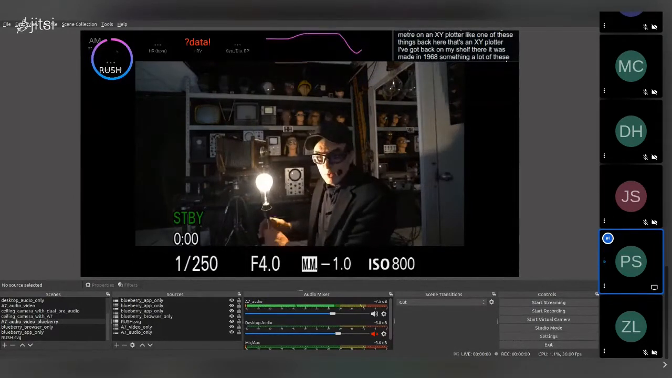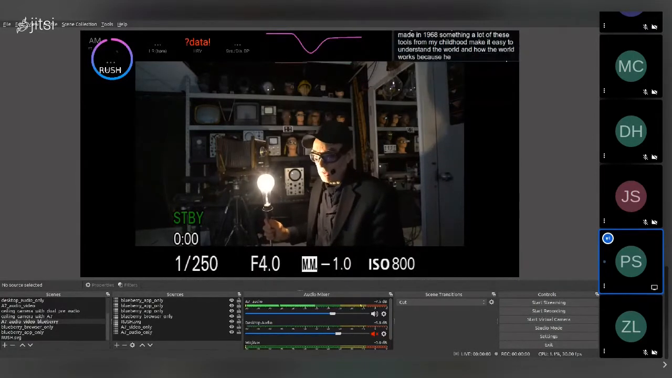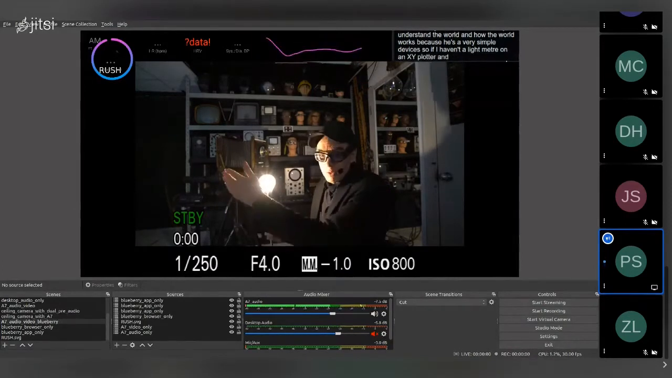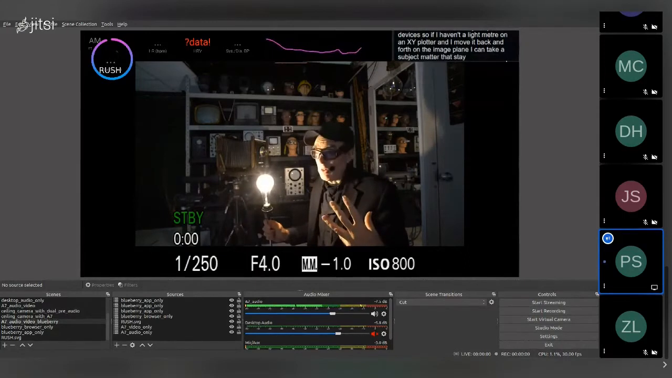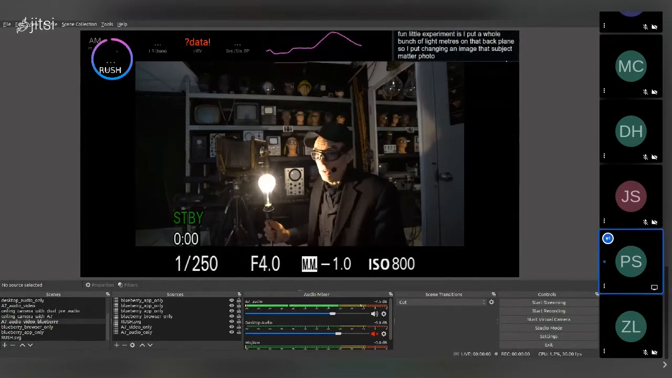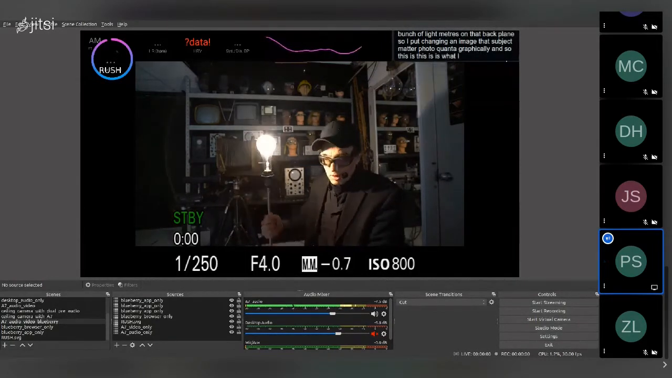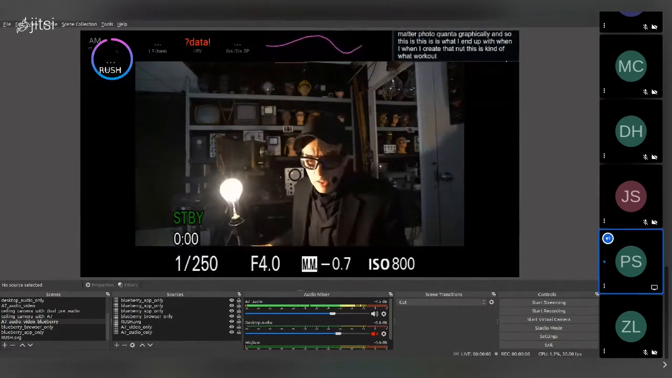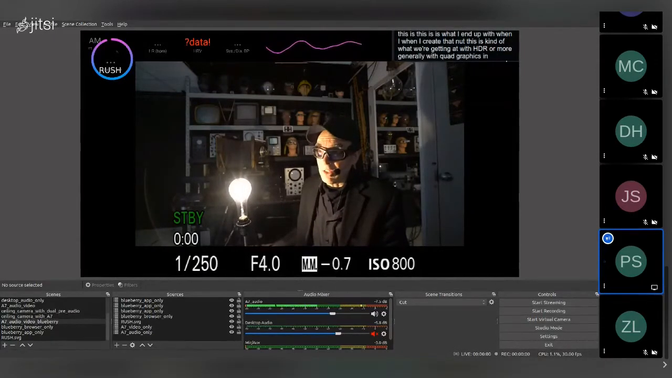A lot of these tools from my childhood make it easy to understand the world and how the world works, because these are very simple devices. So if I have a light meter on an XY plotter and I move it back and forth on the image plane, I can take a subject matter that's stationary, where the subject matter is not changing, and image that subject matter photoquantographically. And so this is what I end up with when I create that. And this is kind of what we're getting at with HDR, or more generally with quantographic sensing.